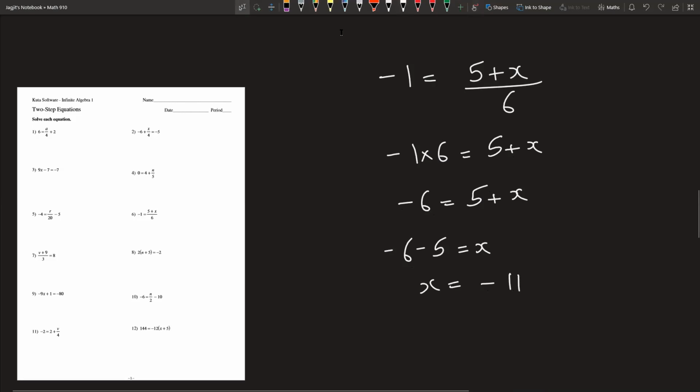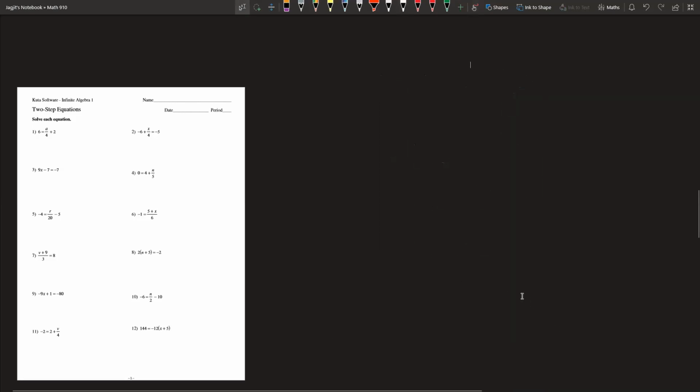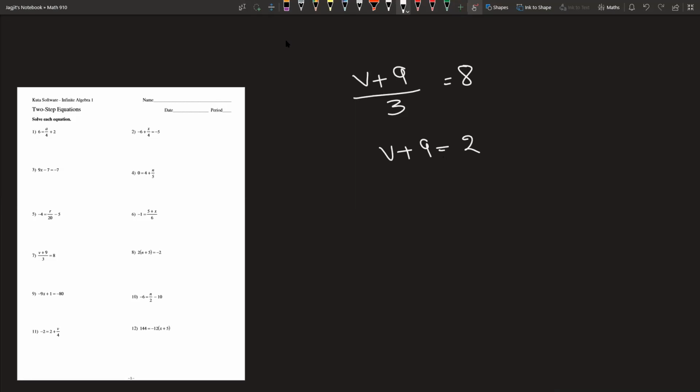Any questions on this? Okay. All right. So the next questions are getting trickier, okay? So we have v plus 9 all over 3 is equal to 8. Guys, what's going to happen? This 3 is going to cross multiply first. So what's 8 times 3? Okay, it's going to be 24, right? So v plus 9 is equal to 24.